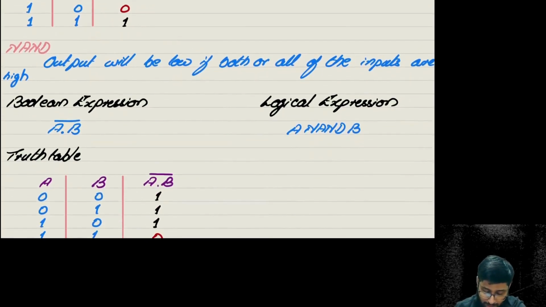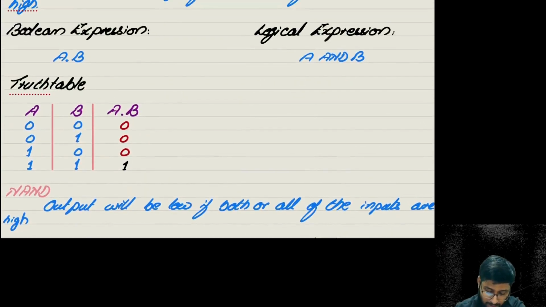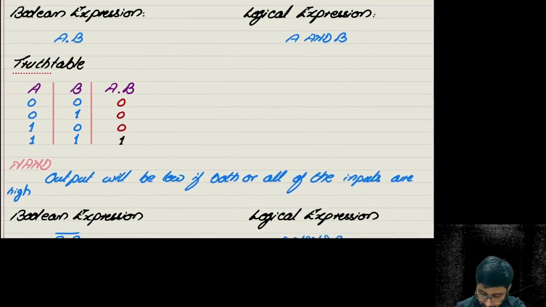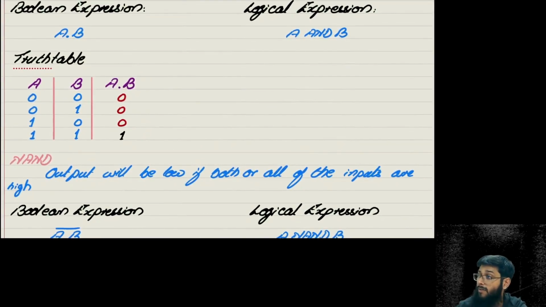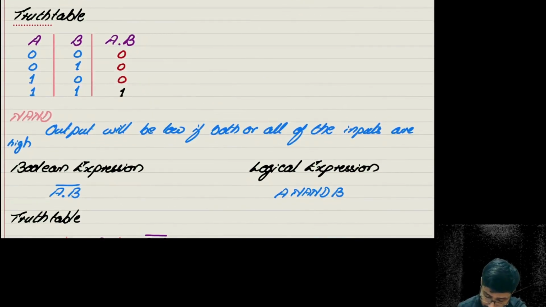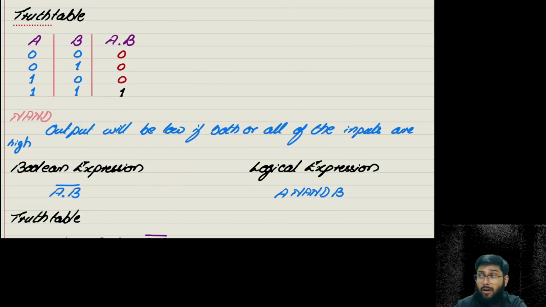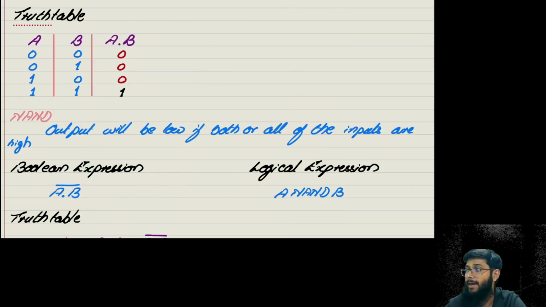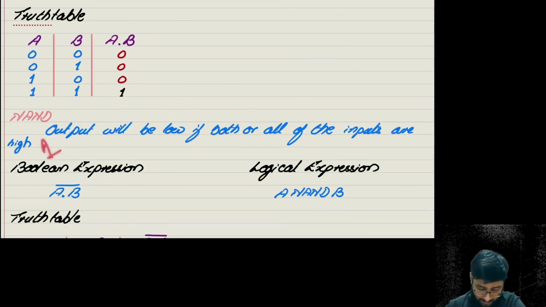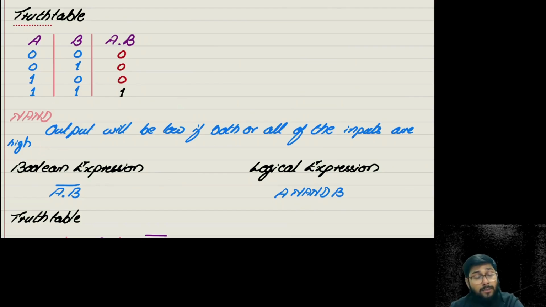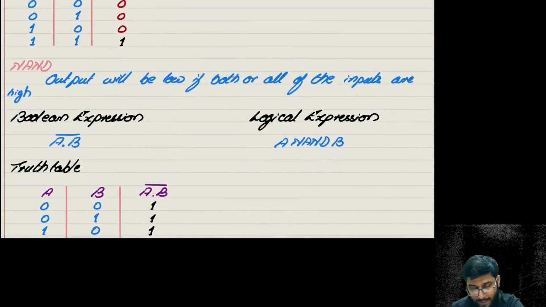If you look at the Boolean expression, for the AND gate it was shown in the format A dot B. For the NAND gate it's similar, A dot B, but there is a bar symbol over it that represents the NOT. So we say the output will be low, that means 0, if both or all of the inputs are high, that means if both or all of the inputs are 1. In this case, the output is going to be a 0. The logical expression is simply A and B.